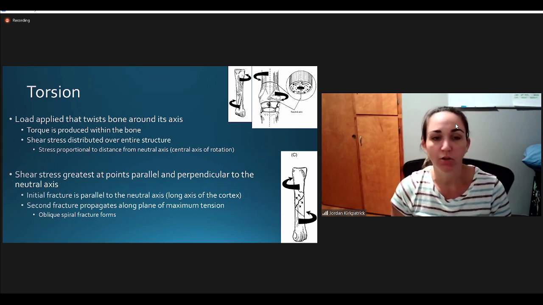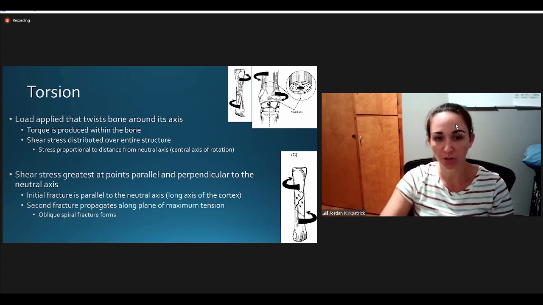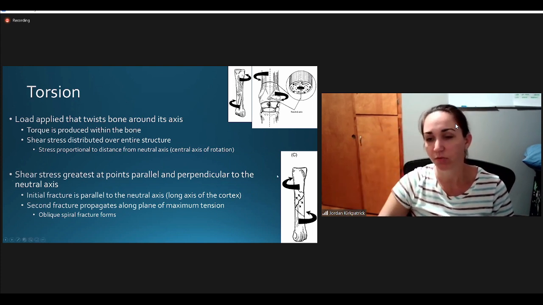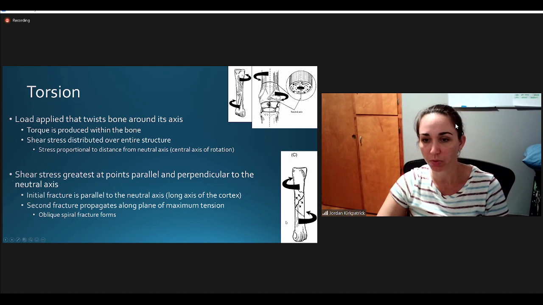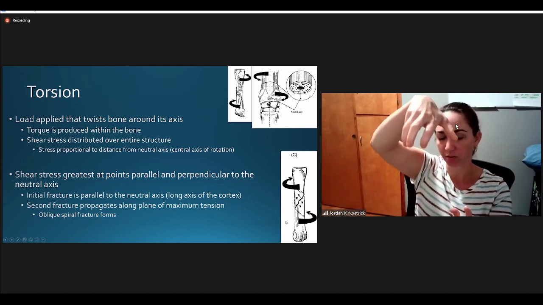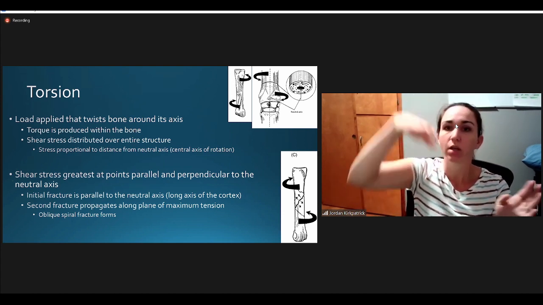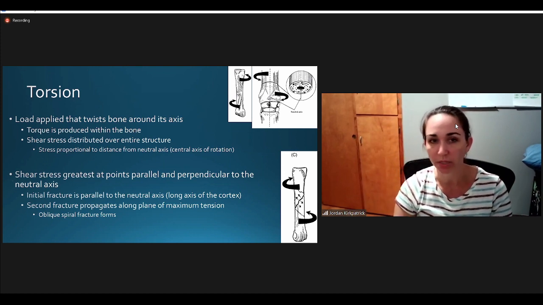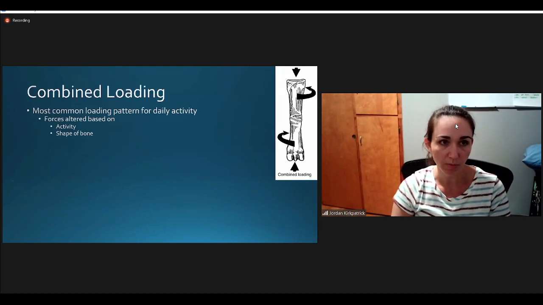The shear stress is greatest at points parallel and perpendicular to the neutral axis. So again, this is what will cause these fractures to propagate up in multiple planes, because as the bone is twisting in torsion, there's a lot of different forces that are coming into play, and these are those oblique spiral fractures.